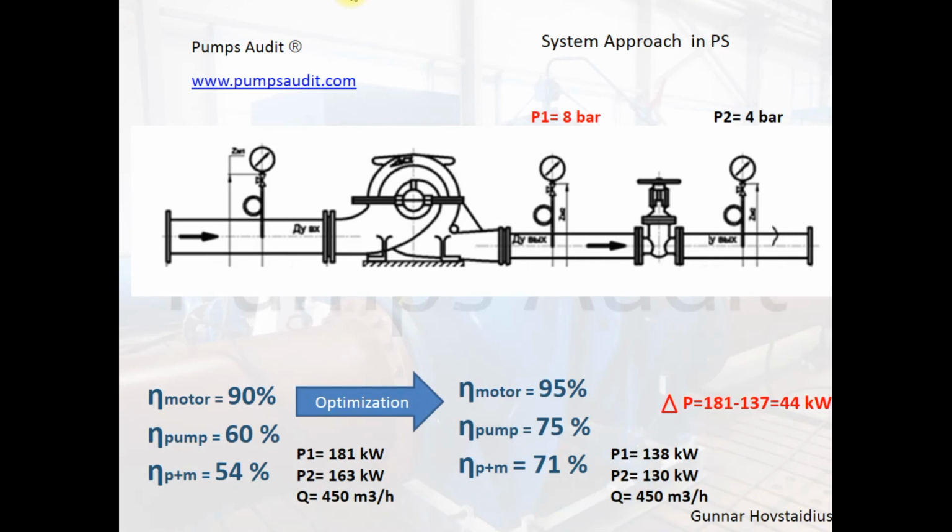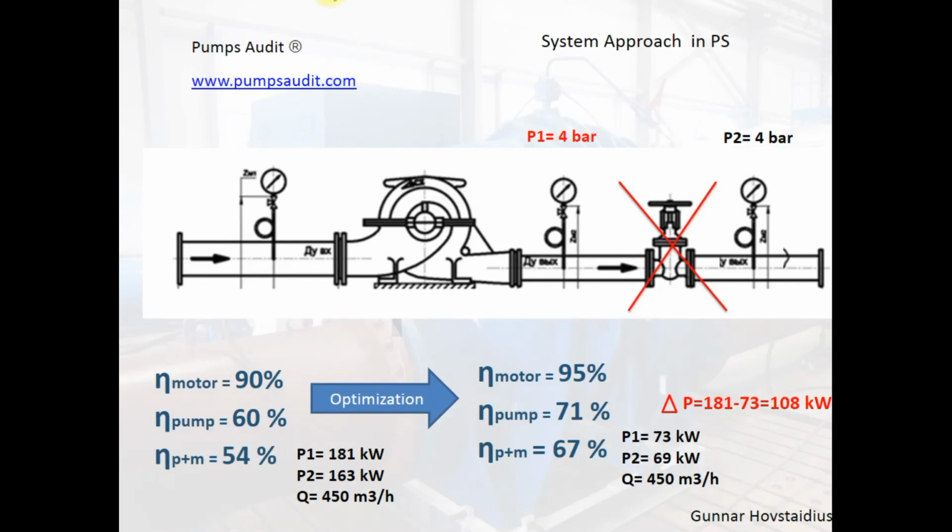Now we want to increase the efficiency, assuming that the delivered head and the flow are what is needed. The system is throttled and half of the pressure is wasted. If we exclude the throttle control, we can use a pump with the same flow but with a pressure of 4 bars. We can find a pump with an efficiency of 71% and a motor of 94%. In this case, the savings are much larger, 108 kilowatts.